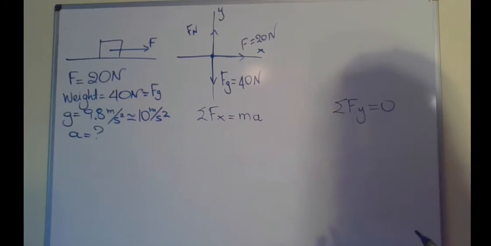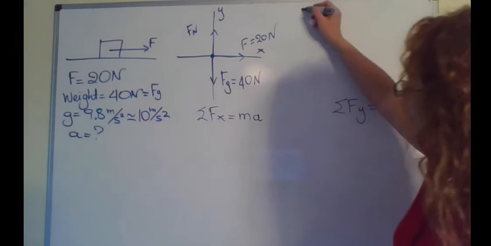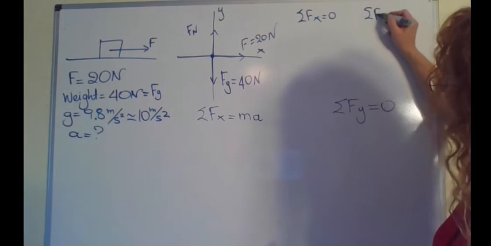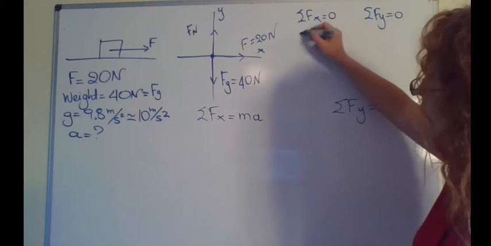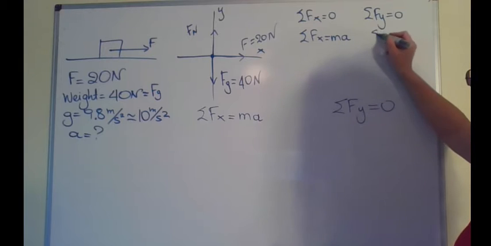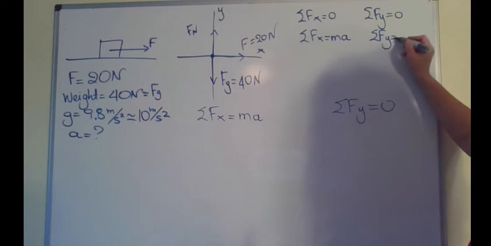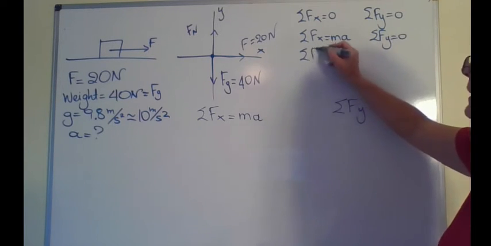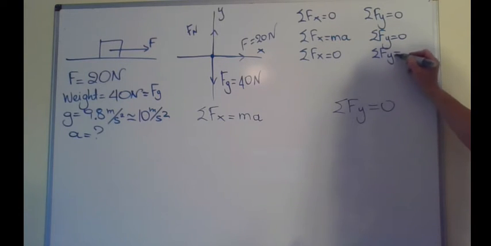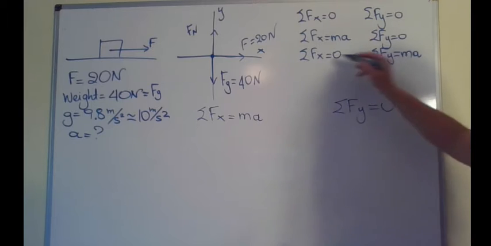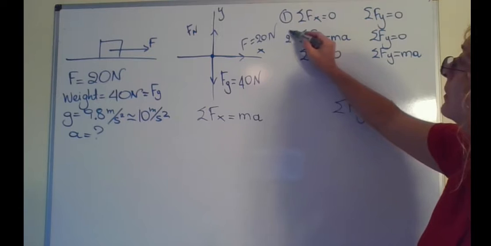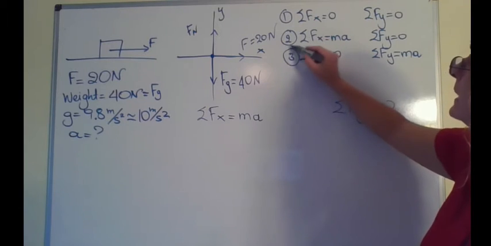As we said, we have three options. Either both the sum of forces on the x-axis and on the y-axis are 0, or we have some acceleration on the x-axis only, or we have some acceleration on the y-axis only. So we have these three options, 1, 2, 3. Our case is the second one.